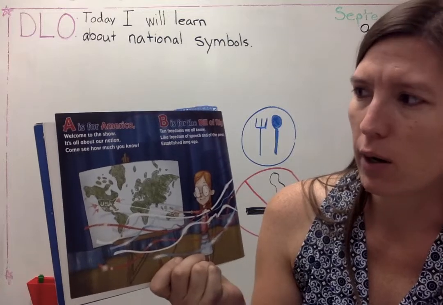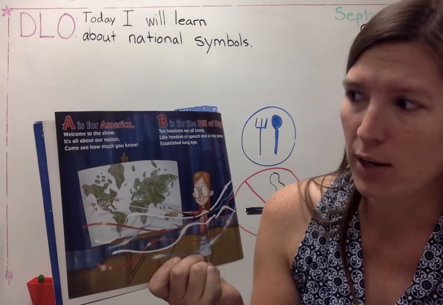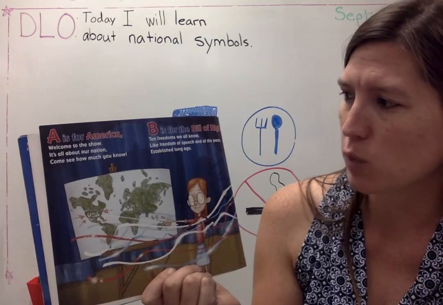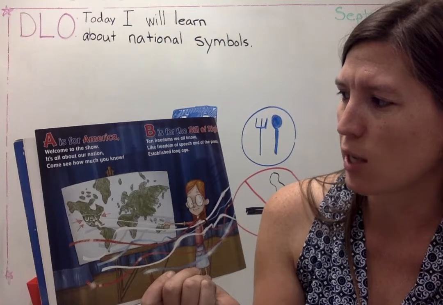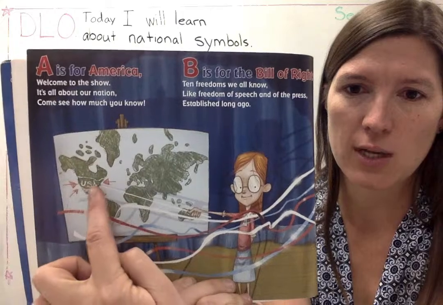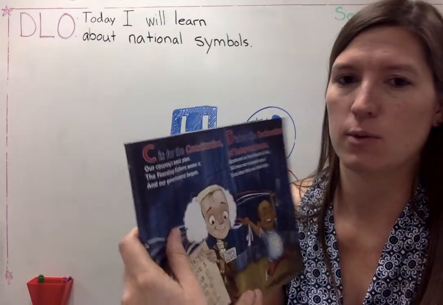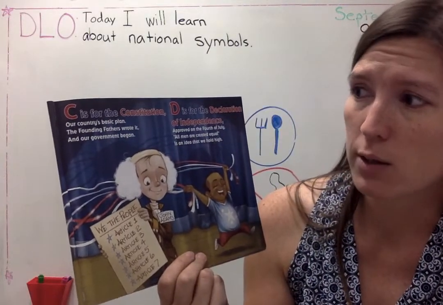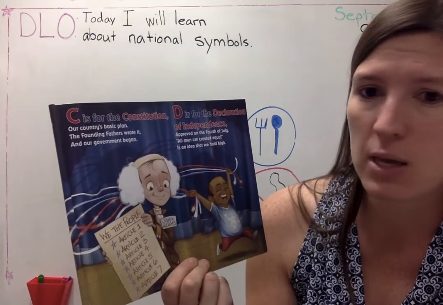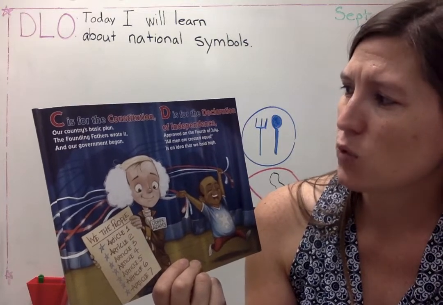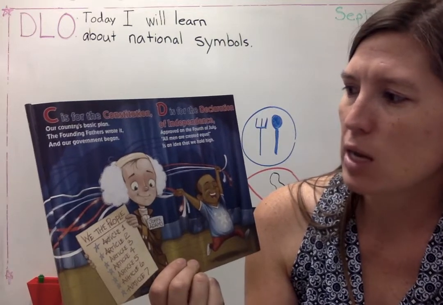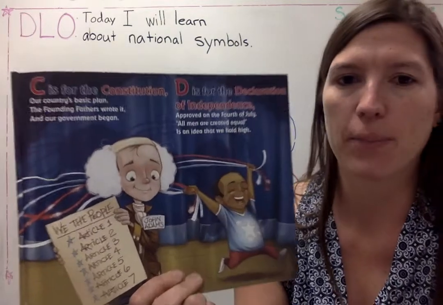A is for America. Welcome to the show. It's all about our nation. Come see how much you know. B is for the Bill of Rights, 10 freedoms we all know, like freedom of speech and of the press, established long ago. So here's the United States on her map. C is for the Constitution, our country's basic plan. The Founding Fathers wrote it, and our government began. D is for the Declaration of Independence, approved on the 4th of July. All men are created equal is an idea that we hold high.